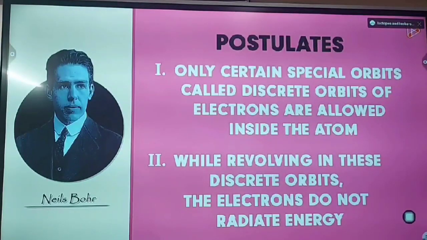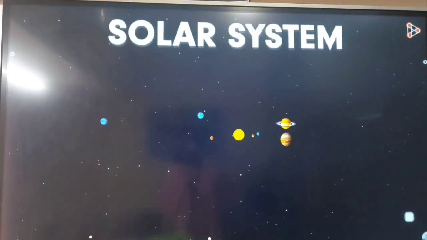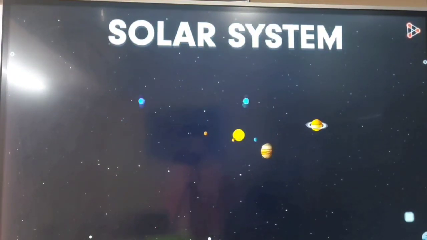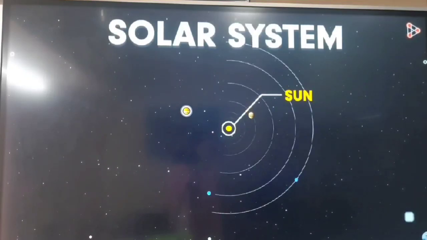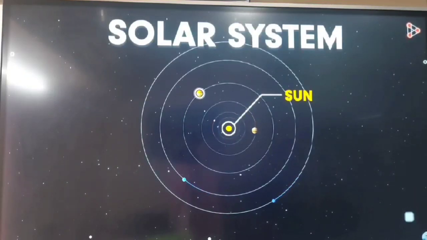Let's understand with an example. Do you know how our solar system is? Yes, it appears somewhat like this. Now here, the sun is stationary at the center while the planets revolve around it. But have you noticed that the planets always revolve in fixed paths? We never find any planet jumping to a different path all of a sudden, right? They always encircle the sun in defined paths.